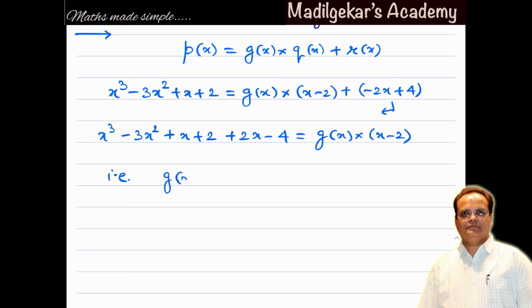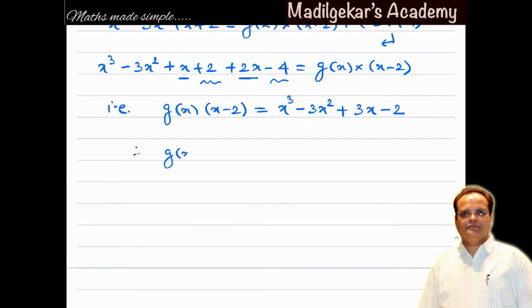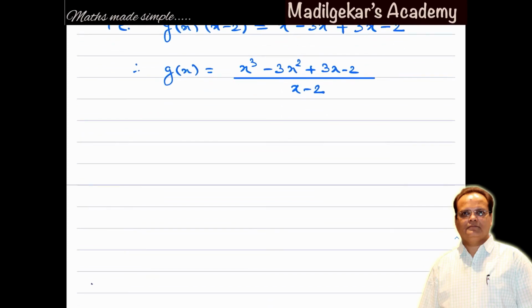That is, g of x into x minus 2 is x cube minus 3x square. There are two terms of x, so x plus 2x is 3x, and 2 minus 4 is minus 2. So in order to get g of x, we must divide x cube minus 3x square plus 3x minus 2 by x minus 2. So x cube minus 3x square plus 3x minus 2 is to be divided by x minus 2.